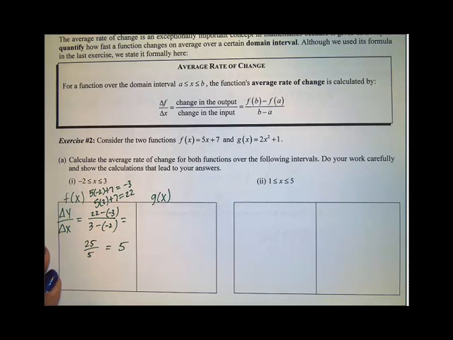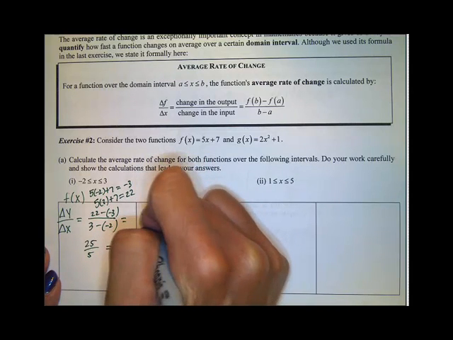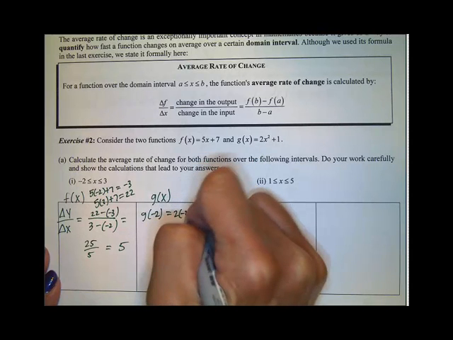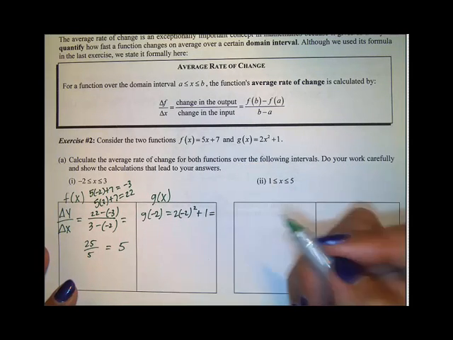For g of x, we have g of negative 2, which is 2 times negative 2 squared plus 1. It's very important that you put this negative 2 in parentheses in the calculator also if you're using the calculator. That gives 9.